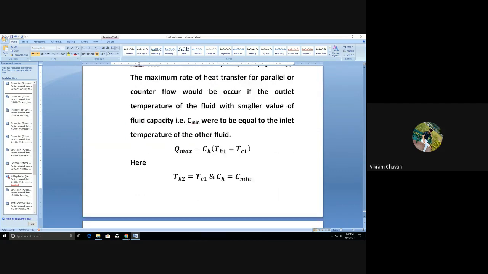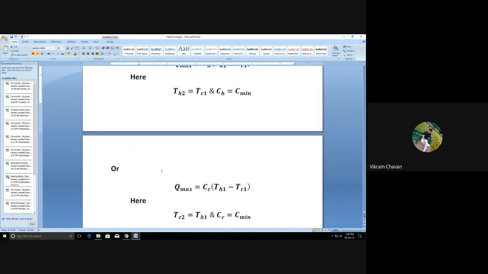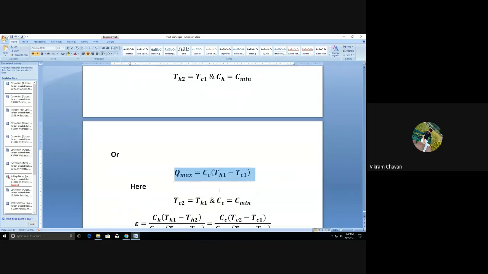Okay, TC2 by TH1, so that we can write Q max is equal to CC inside the bracket TH1 minus TC1. So here we have changed TC2 by TH1. So here we will get Q max is equal to CC inside the bracket TH1 minus TC1, where TC2 is equal to TH1 and CC is equal to C minimum.